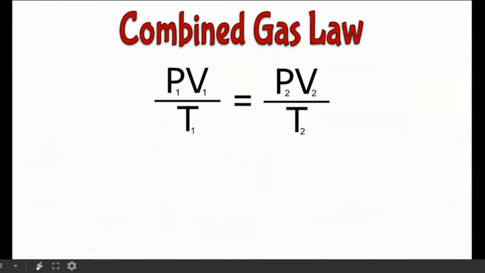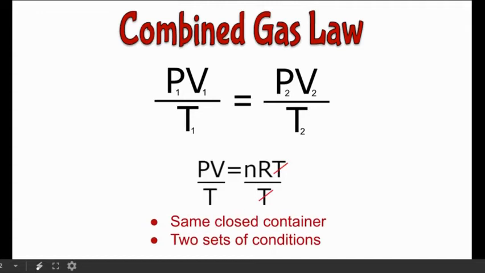All right, we finally have arrived at the combined gas law. Since it isn't always practical to color code the variables, it's common practice to write the letters for each set of conditions with a different numbered subscript to keep them straight. So instead of red, we've got ones as subscripts over here, and instead of blue, we have twos as subscripts over here. Again, where did this come from? From rearranging the ideal gas law. And how do we know when to use the combined gas law? Whenever we've got the gas in the same closed container and two sets of conditions.